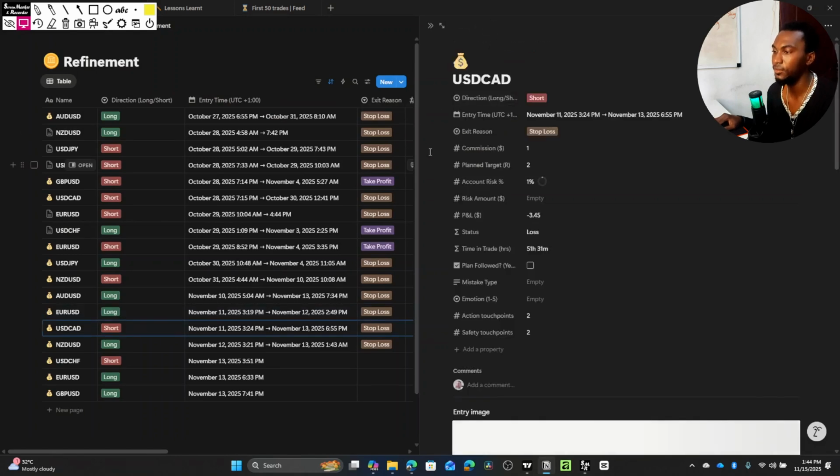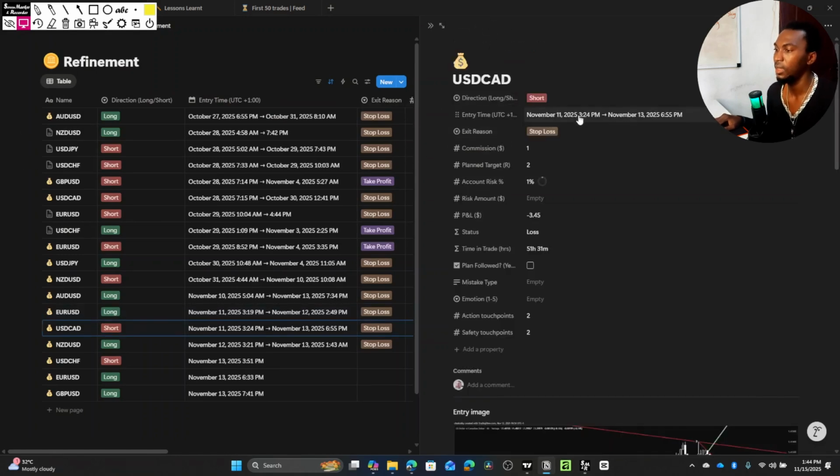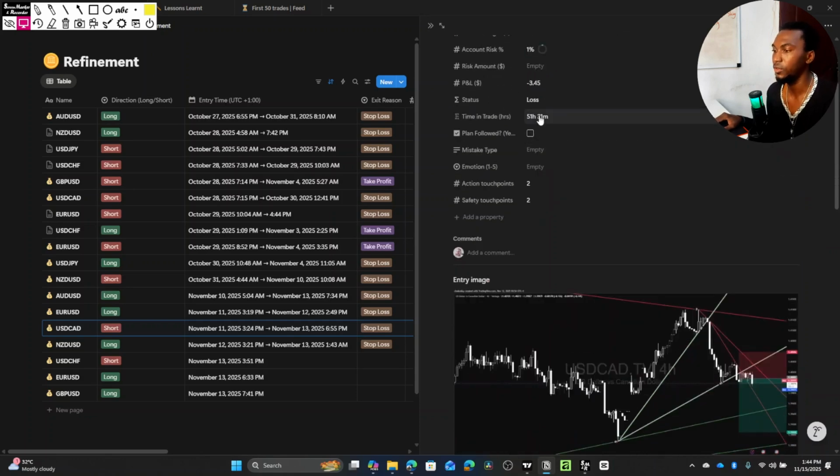Moving on, we have US dollar against the Canadian dollar. This was also on 11th of November at 3:24 p.m. all the way to November 13th, 6:55 p.m. This trade, I didn't write the risk amount, but I had a loss of $3.45. It was 51 hours and 31 minutes long.